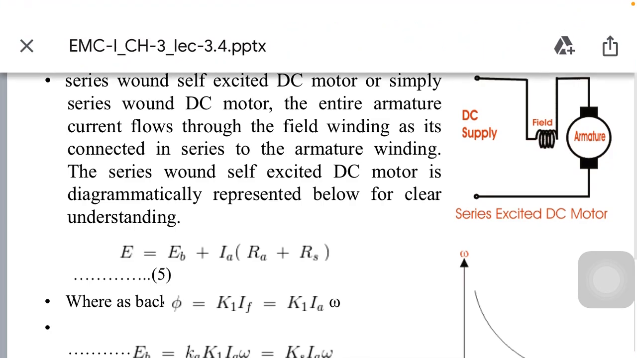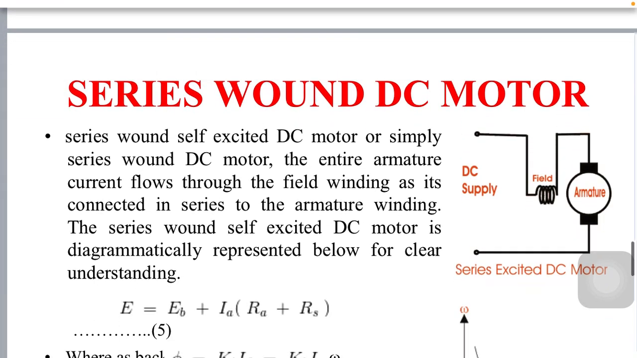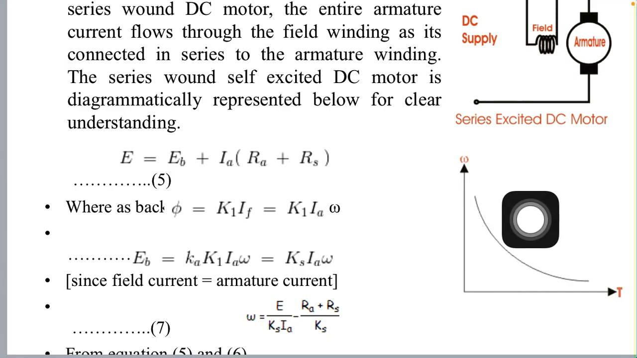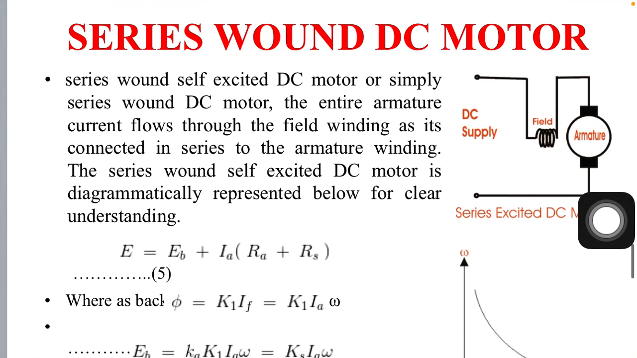What is a series wound DC motor? The characteristics are different. First of all, torque and speed: you can see its form is non-linear. Why this non-linear form? From this graph, if the load torque, the mechanical torque, is increased, then speed is decreased. This is an inverse proportional relation.